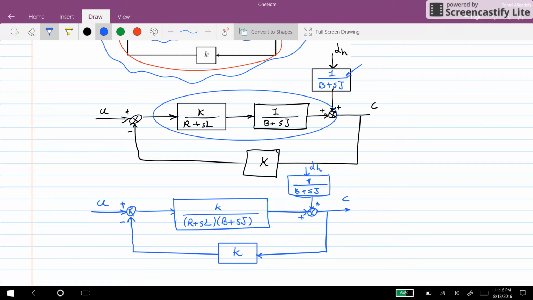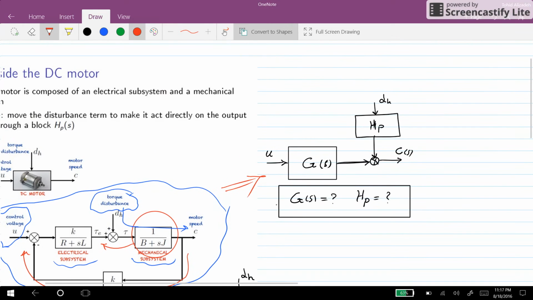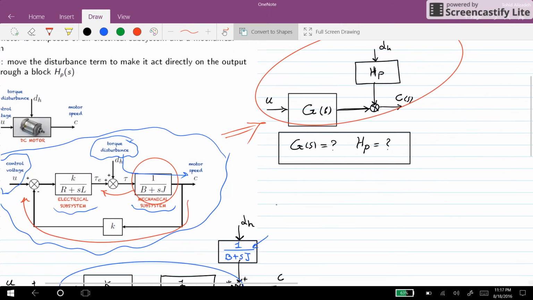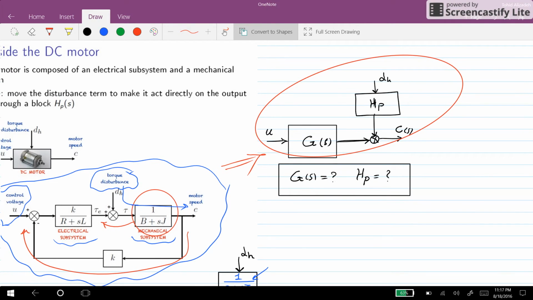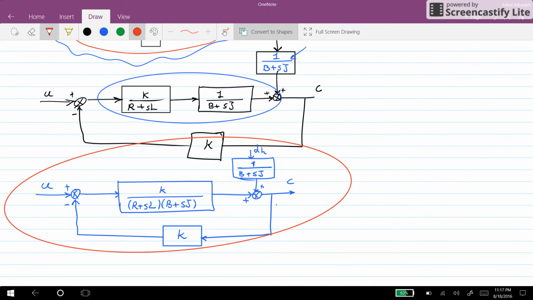These are plus signs. But if you compare this block configuration that we have here with what we would like to obtain, which is this one, you can see that they are not the same as each other, yeah? Because we want to have the effect of the disturbance to appear as an additive term at the output. But here, that is not the case. Here, we are feeding back the effect of the disturbance through this path. So how can we simplify it?